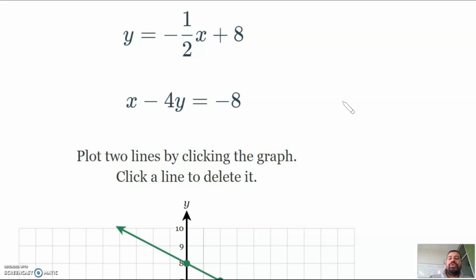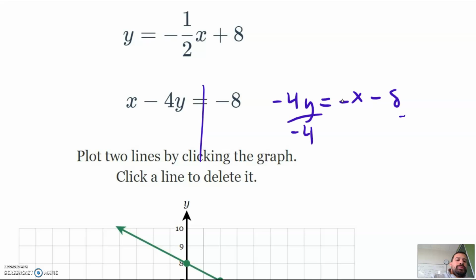So I'm going to move the x over to the other side. Subtracting x from both sides makes it negative 4y equals negative x minus 8. And then divide both sides by negative 4. These eliminate. Y equals negative x divided by negative 4 is 1/4 x. Negative 8 divided by negative 4, positive 2.